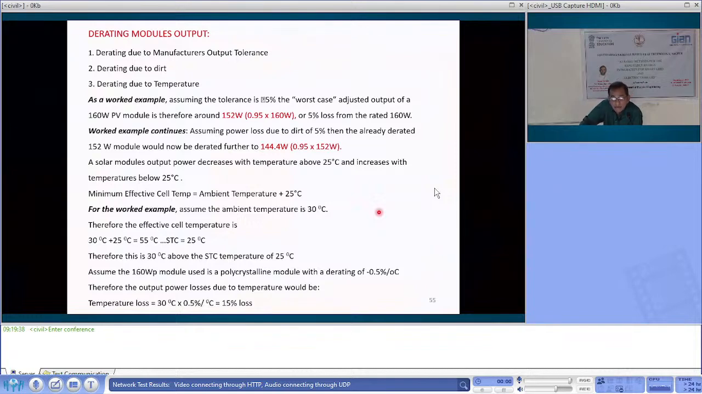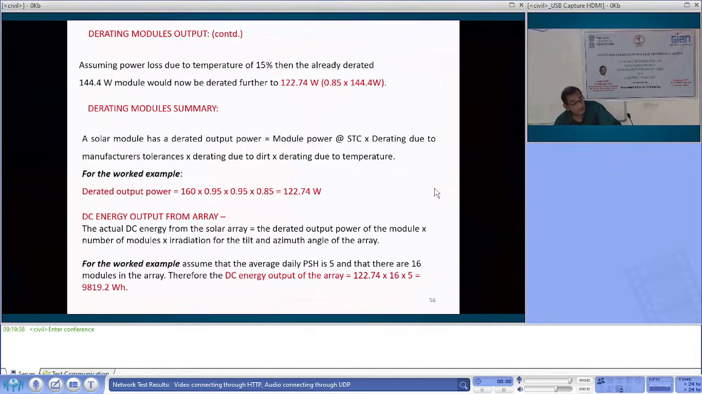Okay, they have mentioned how this factor reduces, that is shown in the red color. You can go through this because we don't have time. The derating modules, that is, the factors are indicated. The summary indicates how the final output power will reduce for a 160 watt module to 122.74. We should know why our module output has reduced, due to what factors. The supplier told us 3 kilowatt while giving it, so one can also calculate by considering the factors.